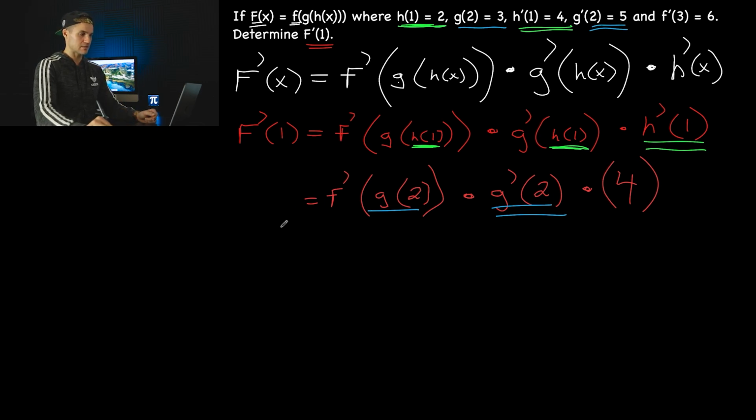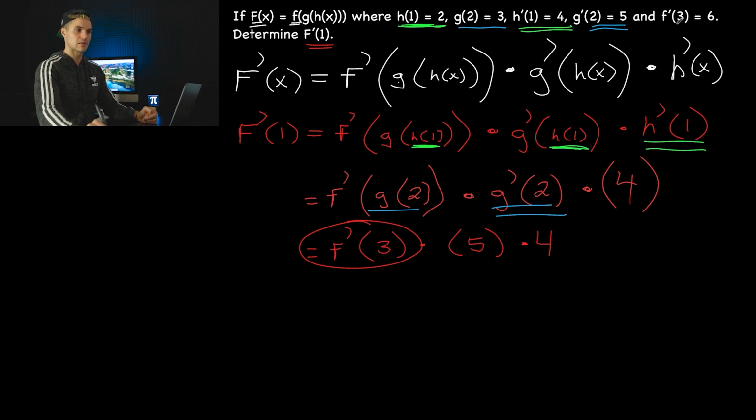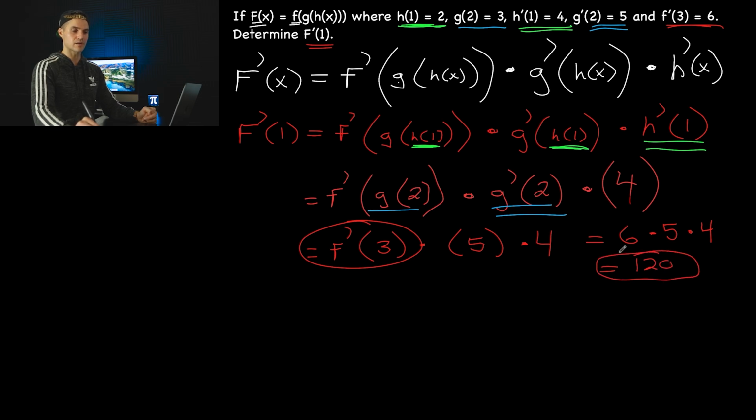Right? And so our next line is going to be f prime g of 2 is 3, g prime of 2 is 5, and then we still have this 4 at the end. And then finally this f prime of 3, that's given as 6 right there. All right, so we'd end up basically with 6 times 5 times 4, which would be what, 30 times 4, which is 120. So that would end up being the answer to this question.